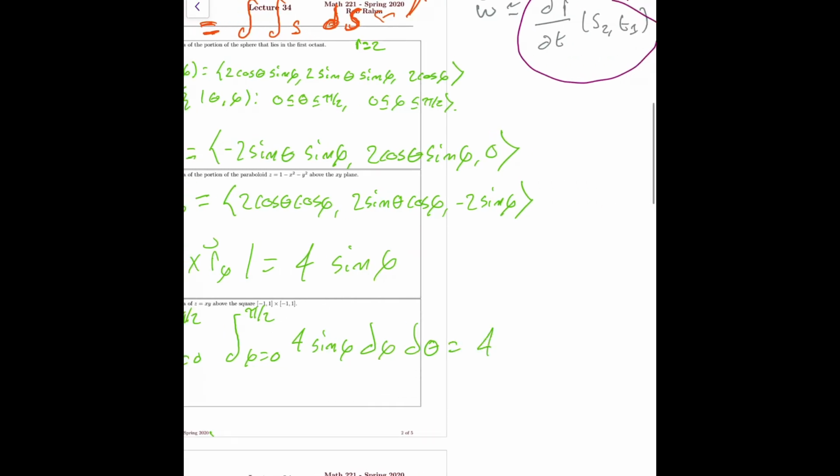The inside integral has phi from 0 to pi over 2. The antiderivative of sine is minus cosine, so this is going to be cosine of 0 minus cosine of pi over 2, so that's just equal to 1. So this is 4 times 1 times the integral of d theta, which is pi over 2, so this is equal to 4 times pi over 2, which is equal to 2 pi.